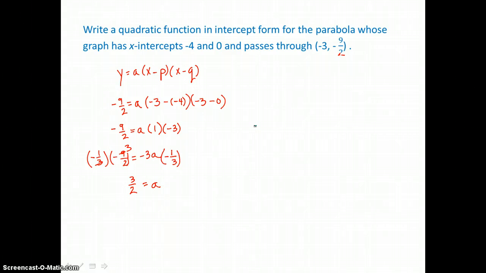Now I can write my equation in intercept form. y equals 3/2 times x minus p, and remember p was negative 4, so that's a double negative, so I'll write that as x plus 4, times x take away q, which is 0, so I'll just leave it as x. So just cleaning up this equation then, again, I'll write it as 3/2 x times the quantity x plus 4.